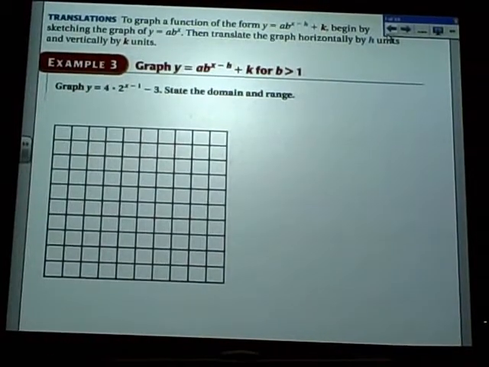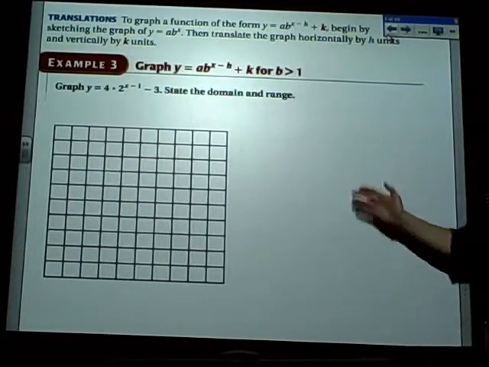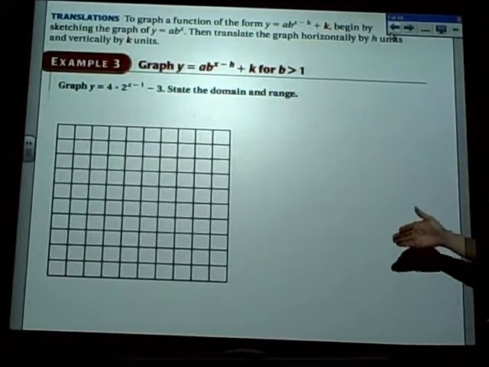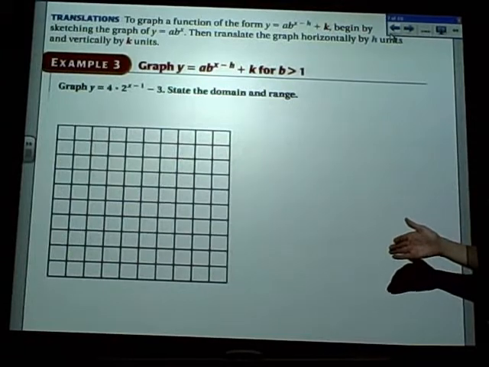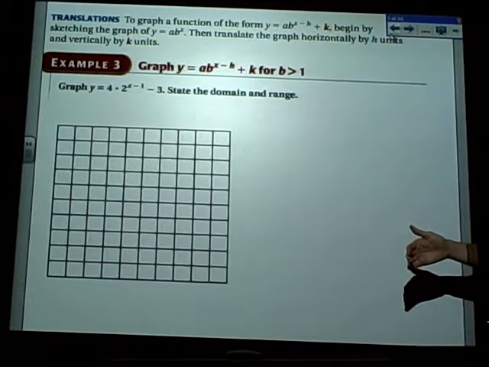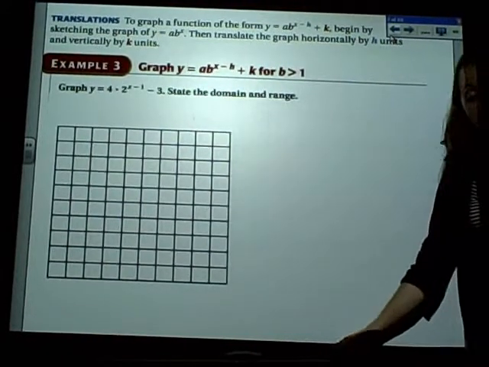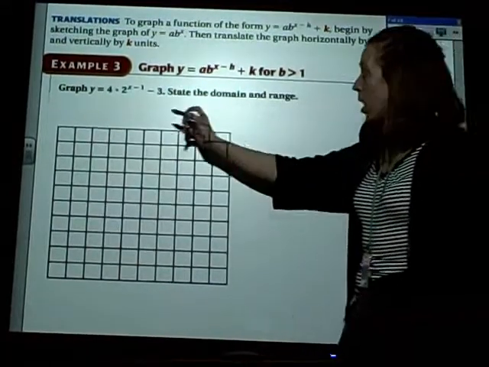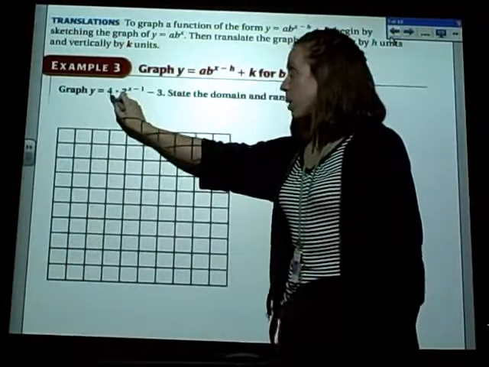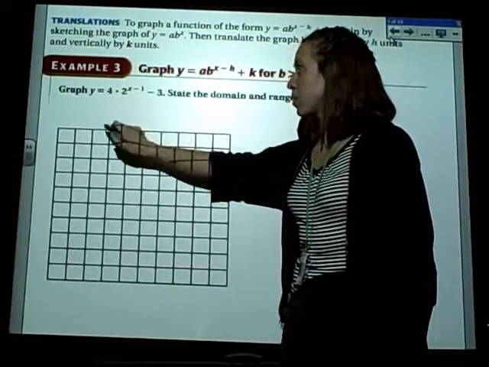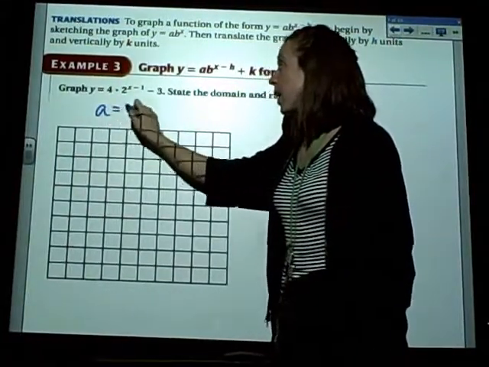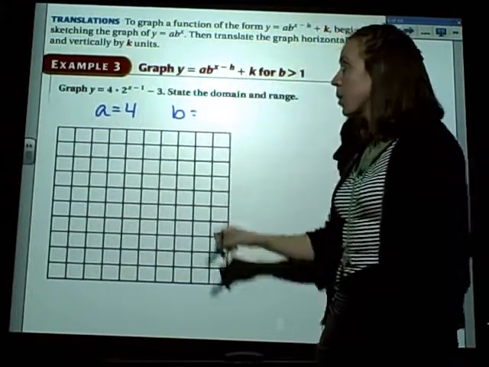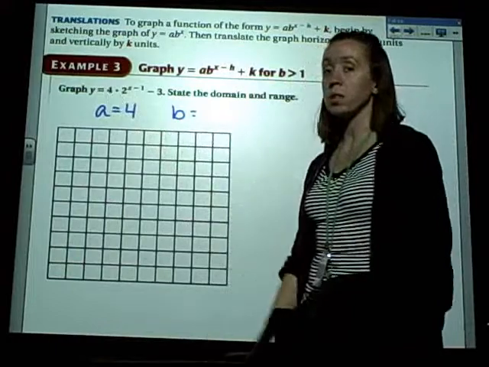Okay, so now we are going to graph an exponential function with some translations. And the good thing is that it's in kind of the same spot you guys are used to. So let's start with figuring out that a value and our b value. Our a value is whatever is right in front of that multiplication sign. So we have an a value at 4. Our b value is going to be those two multiplied together.